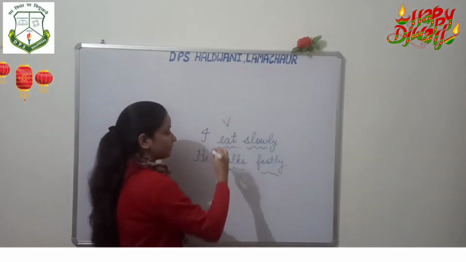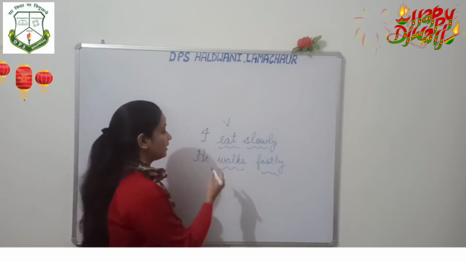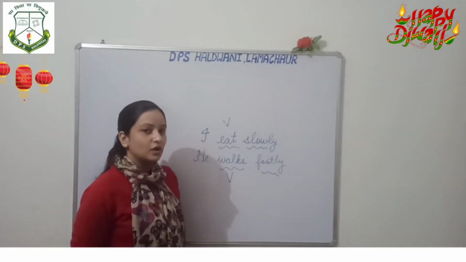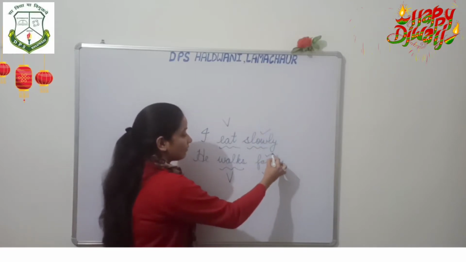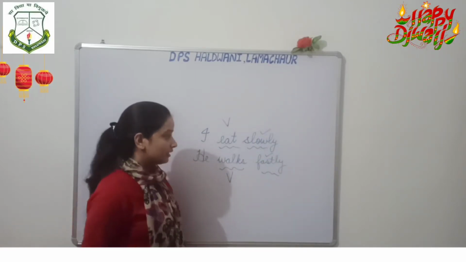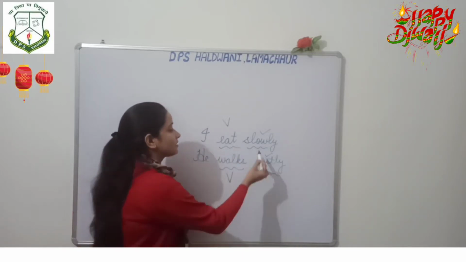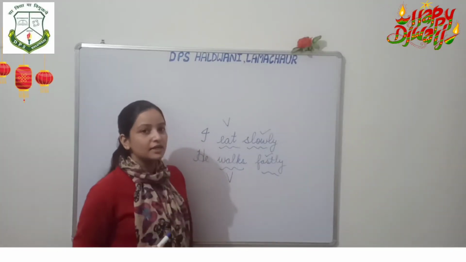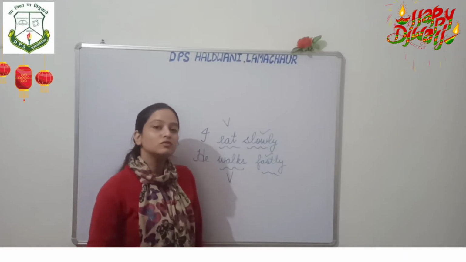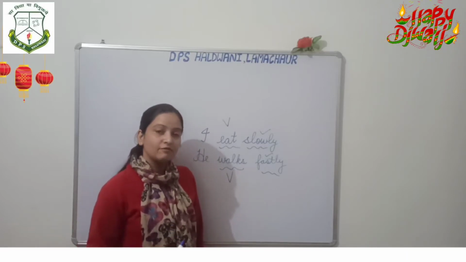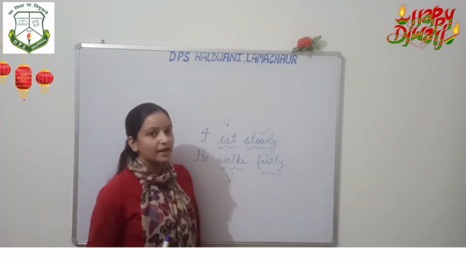Eat is a verb because this is an action word. Walks is also a verb. Here, the words slowly and fastly are describing the verbs eat and walks. So slowly and fastly are the adverbs. In today's video, we will learn how to form adverbs, and we have already discussed that we can form adverbs from adjectives.